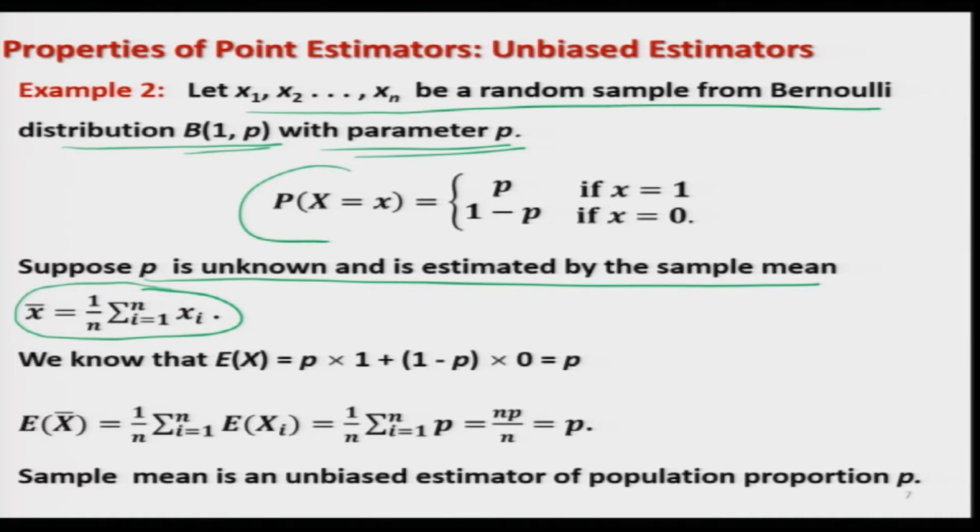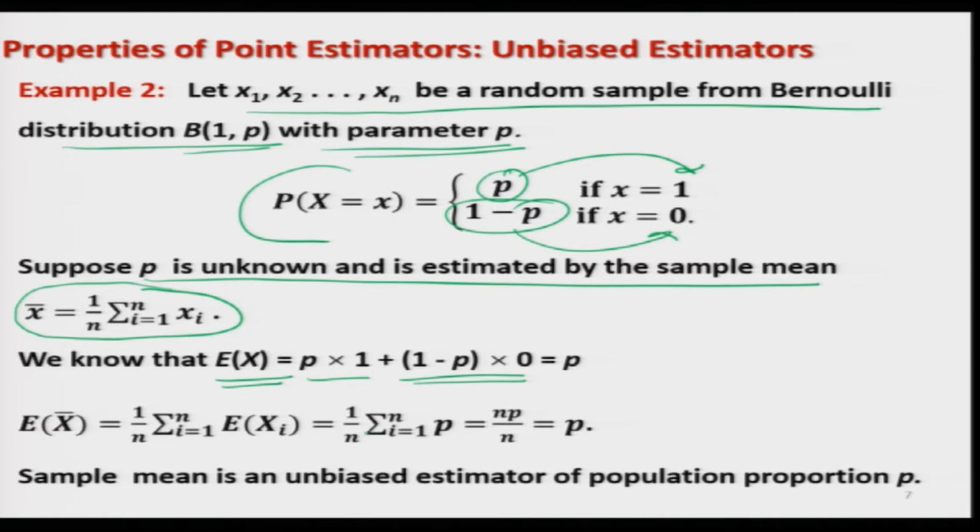Now, we want to know whether this estimator is an unbiased estimator or not. So, we know from the properties of the Bernoulli distribution, which we also understood earlier, that the expected value of x is equal to p into 1 plus (1 minus p) into 0. You can see that it takes value 1 with probability p, and value 0 with probability 1 minus p.